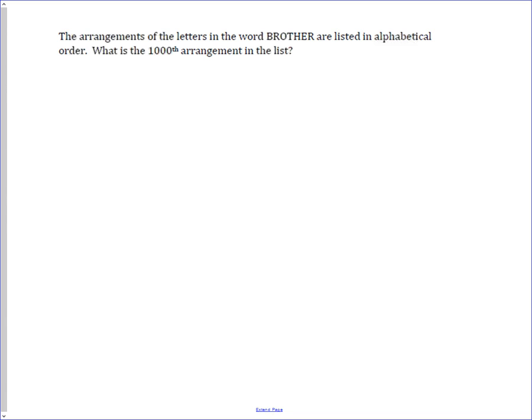In this counting problem, we're asked to find what the 1,000th arrangement of the letters in the word BROTHER would be if they were listed in alphabetical order. So to do that, you've got to go one letter at a time. If we start with B as the first letter, that leaves us with 6 letters left, because there's 7 total letters. There's only one repeat, the R, so we use the letter arrangement formula: 6 factorial over 2 factorial for the repeat is how many arrangements start with B.